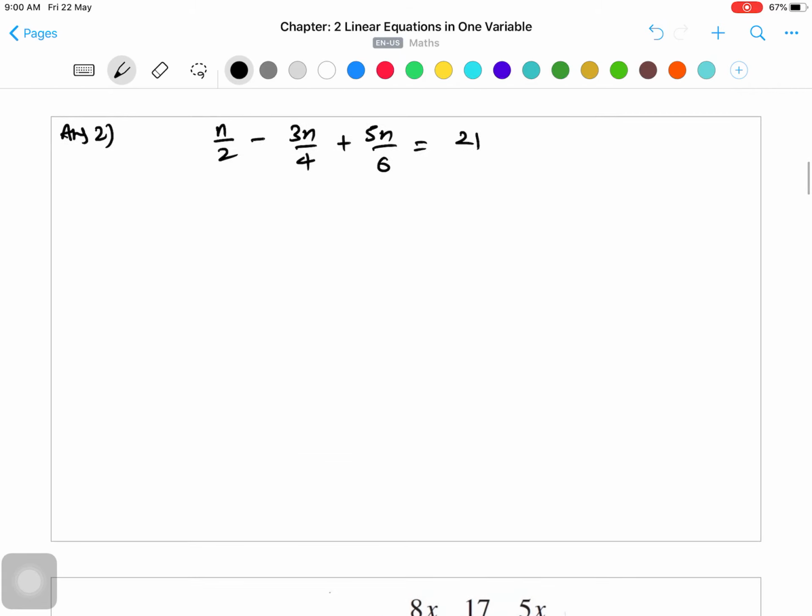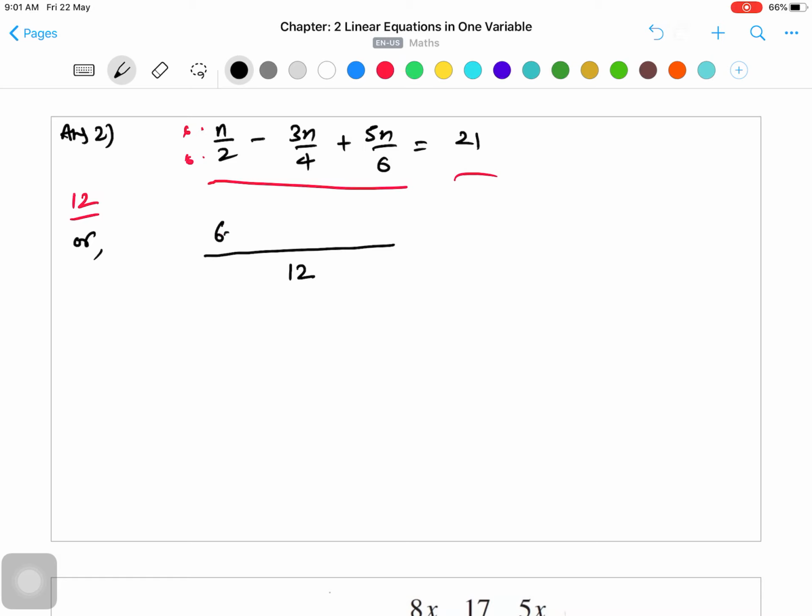As you can see, all the variable terms are already on the left hand side and the non-variable term is on the right hand side, so we don't need to transpose here. We'll take the LCM of 2, 4 and 6, which will be 12. First we write the common denominator, which will be 12. In order to make 12 here, we need to multiply by 6 here and 6 here. So it will be 6.